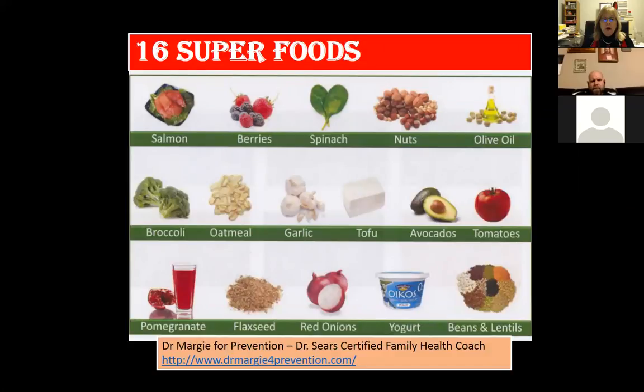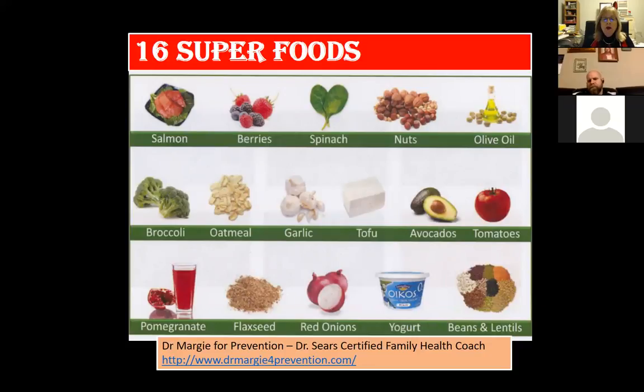I am a Dr. Sears certified health coach, and this slide has been one of my favorite slides, showing people 16 superfoods. I'll say, okay, in the next month, how can you figure out how to get these foods into your diet? Again, some of the same foods that are in the pyramids we've talked about: the salmon, the berries, the nuts, the olive oil, broccoli specifically, what we call our cruciferous vegetables, tomatoes, pomegranates, flaxseed, red onions.